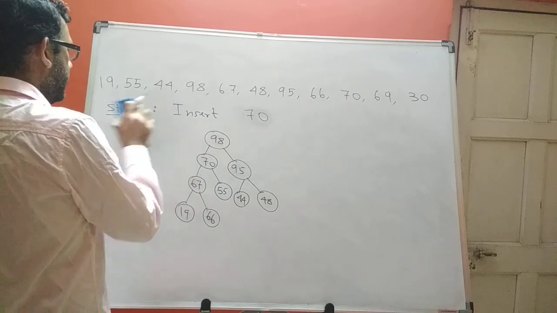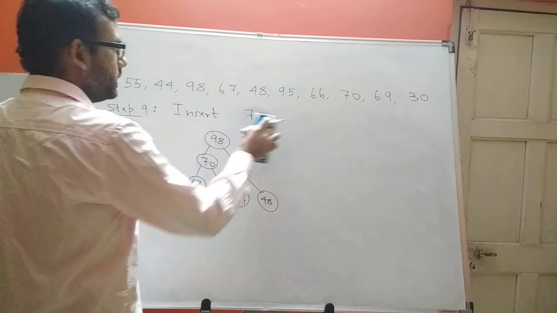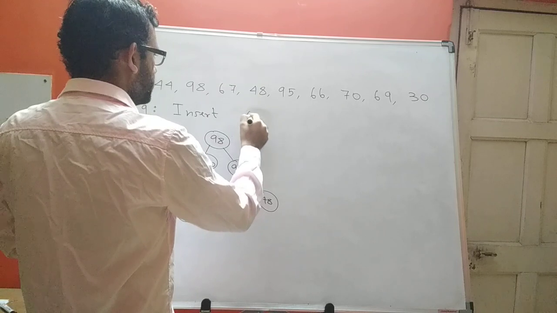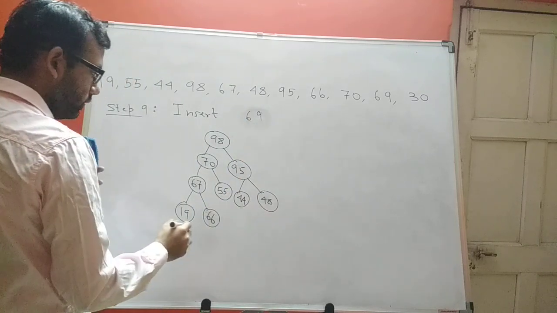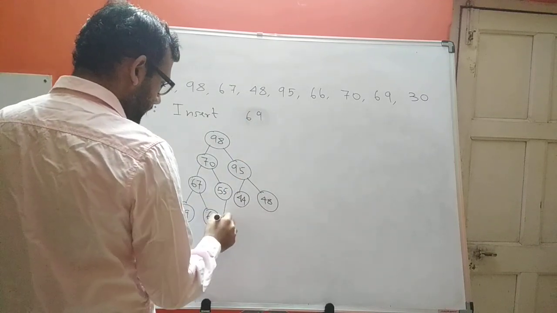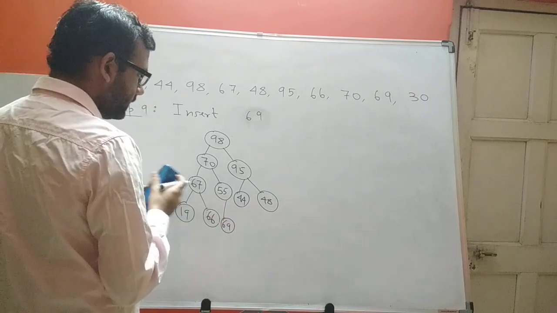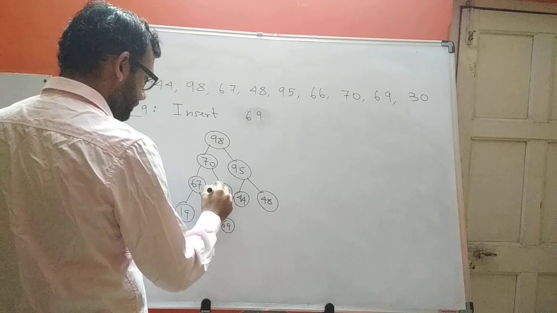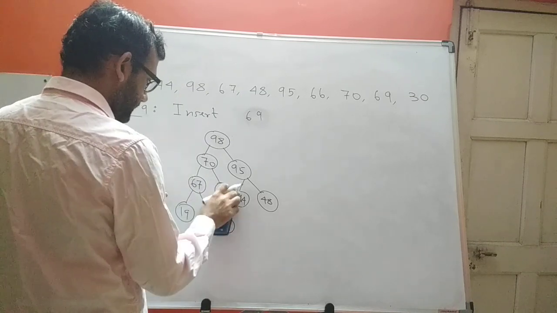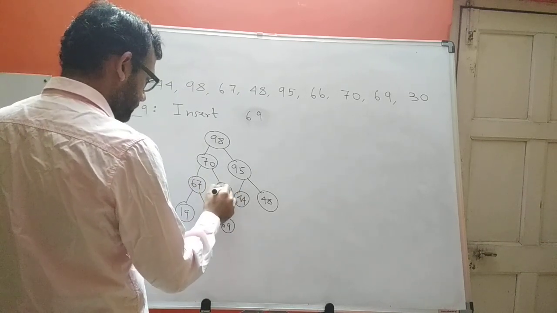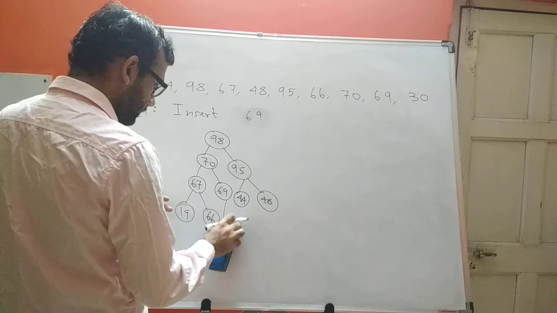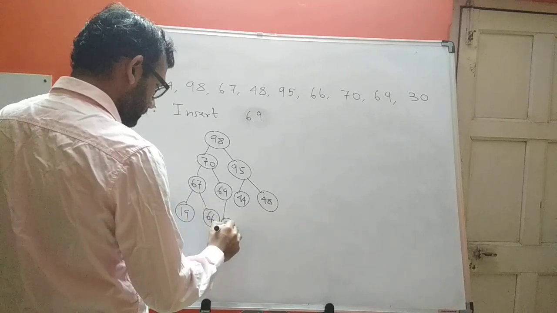So step number 9 is where you have to insert 69. Now let's try to insert 69. Where would 69 go? 69 would go to the left of 55. Now 69 happens to be greater than 55, so I need to swap it. So after swapping, 69 comes here and 55 goes down here.